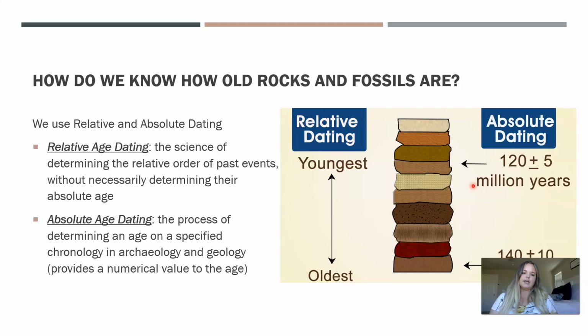Absolute age dating is a little bit more tricky. It requires sampling, but this is where we can actually put things in chronological order and give a numeric value to the age of that rock or fossil. So in this picture here, it shows you that it's pointing to some rock unit and saying that it's 120 plus or minus 5 million years old. So that's an absolute age of that rock, whereas on the left here, the relative age is just that this one is younger than the one below it. And we'll talk about different principles that help you tell in the field what's older than what.